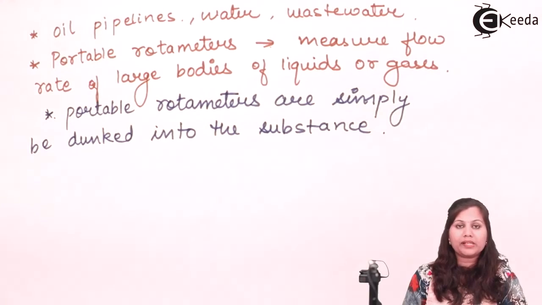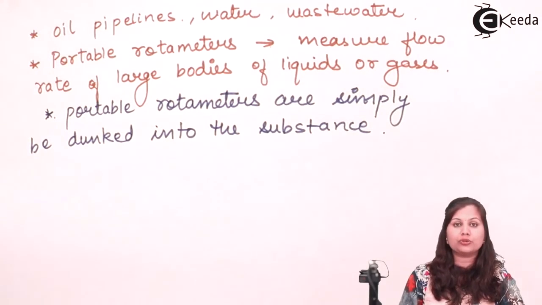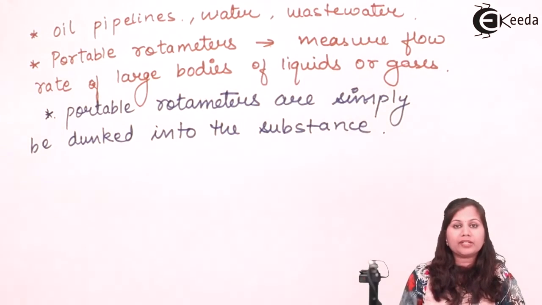In this video, we studied the flow rate measuring device rotameter, which is also known as the variable area meter, because it measures the flow rate by measuring the change in the cross-sectional area around the float. Here we studied its construction, its principle of working, its advantages, disadvantages, and its applications. I hope that this topic is now clear to you. Thank you.